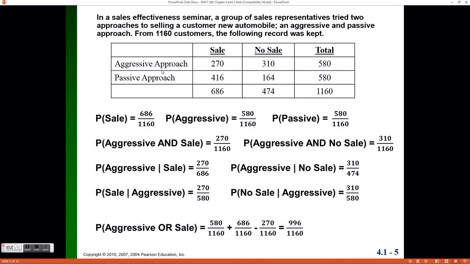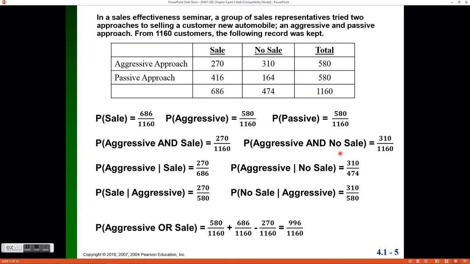I simply go to my table and find the cross-section between aggressive approach and sale. And when I find that cross-section, I will see that there are 270 customers who had both the aggressive approach used on them and bought a car. So again, using a relative frequency, the probability would be 270 over 1160.